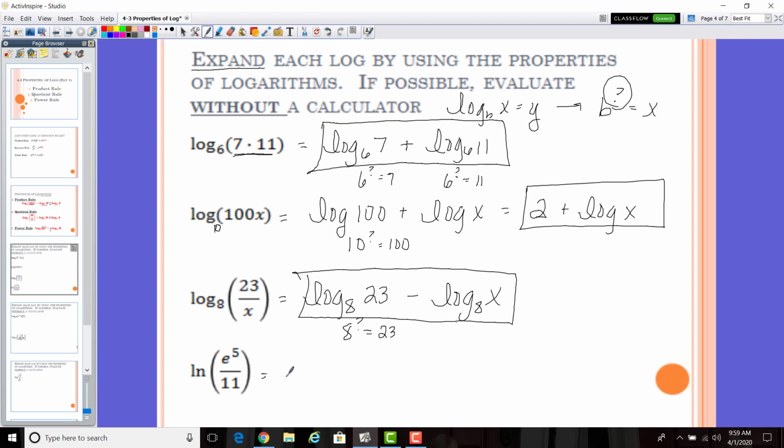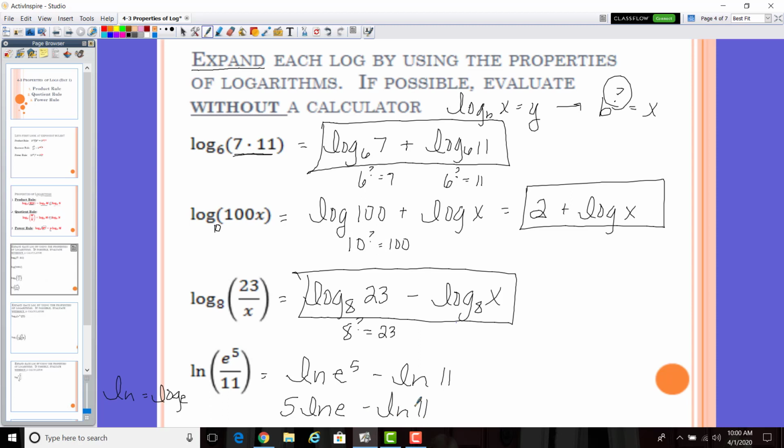Okay, this example, we have a natural log. Remember, natural log, ln, is the same thing as a log with a base e. So again, this is a quotient. So we have the natural log of e to the 5th minus a natural log of our denominator 11. Now this is the first one where we have a power. So the power will come out in front of that natural log of e, minus the natural log of 11.